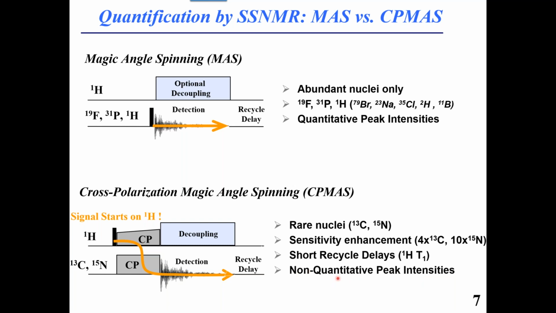But why so? It's because of the cross-polarization step. So the cross-polarization itself depends on the dipole coupling I just described. And because it depends on dipole coupling, it depends on the distances between protons and the carbon, nitrogen, and it also depends on the local mobility of the molecule.